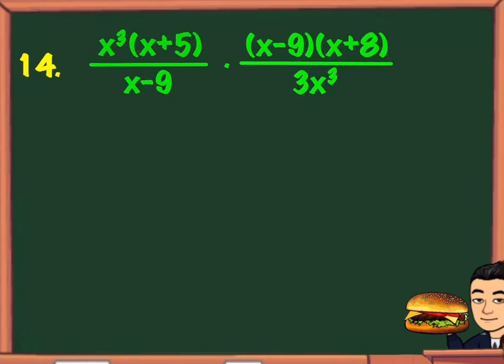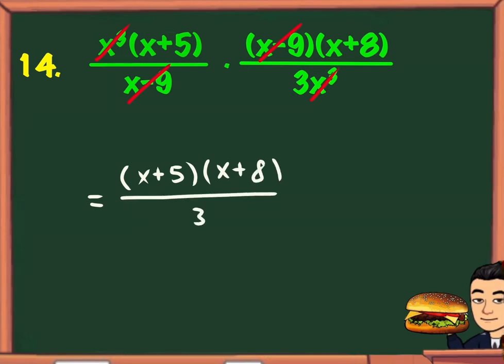For number 14, let's look at the x cubed canceling out with the x cubed. X minus 9 cancels out with the x minus 9. If I multiply across, I'll get x plus 5 times x plus 8 over 3.